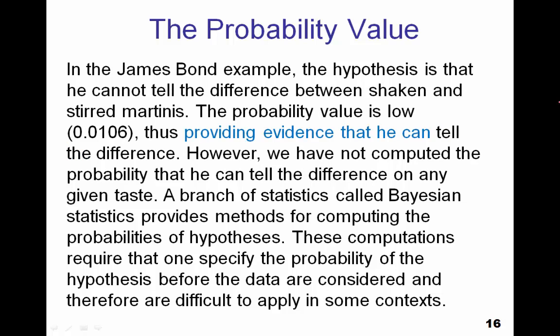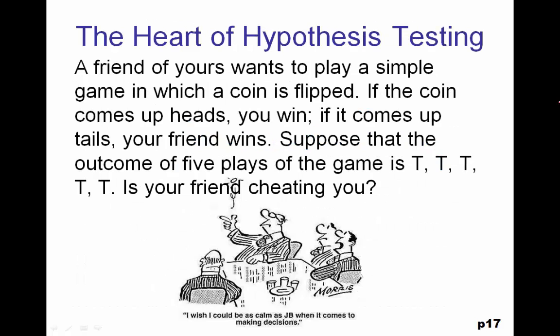In the James Bond example, the hypothesis is that he cannot tell the difference between shaken and stirred martinis. The probability value is low, thus providing evidence that he can tell the difference. However, we have not computed the probability that he can tell the difference on any given taste. The heart of hypothesis testing.